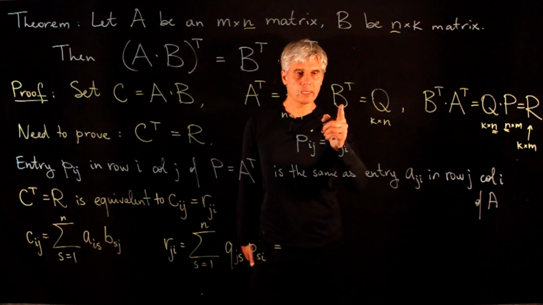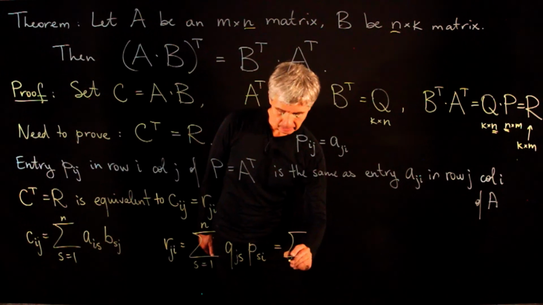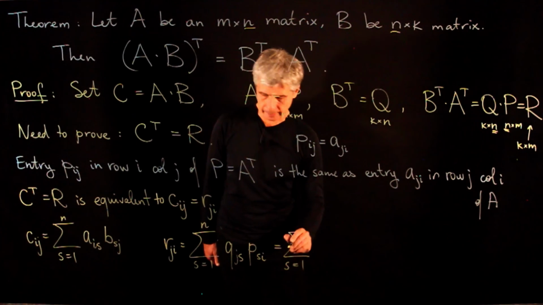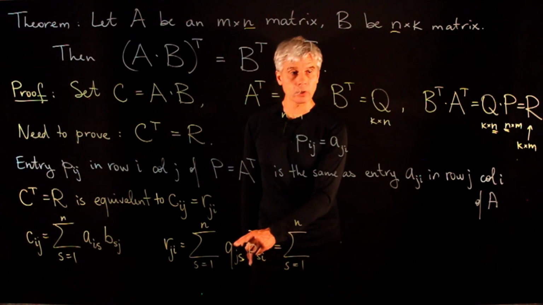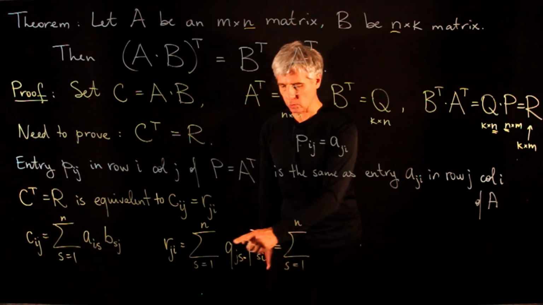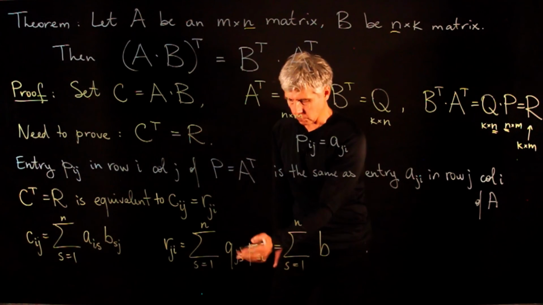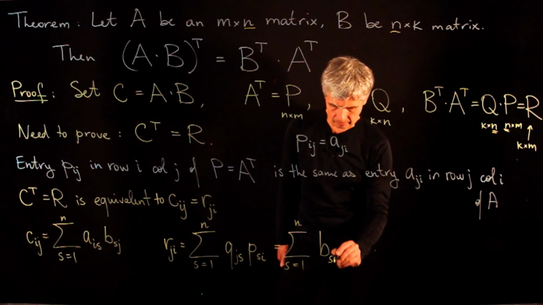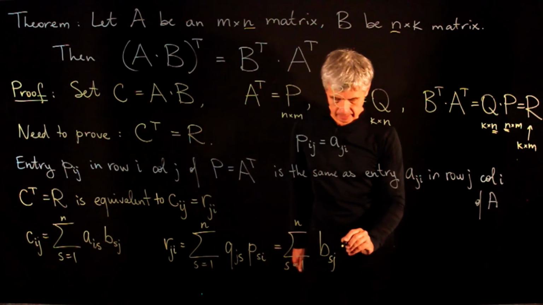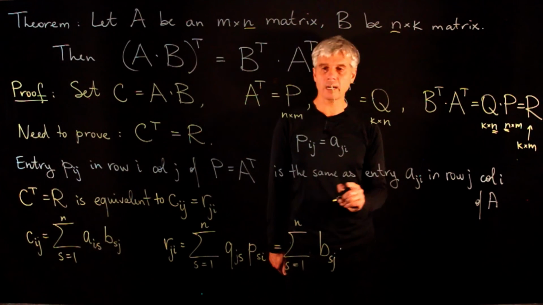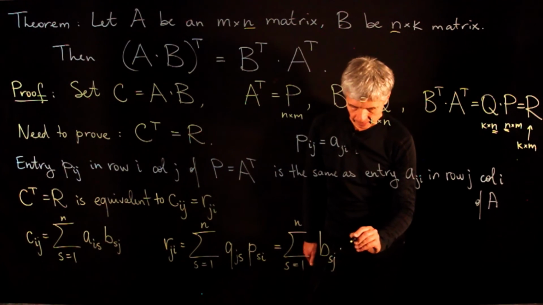So Q is the transpose of B. So we get the sum, s goes from 1 to n, of, so Q being the transpose of B, Q_js can be written as B, and we swap these two indices, B_sj. This is because Q is the transpose of B, times P is the transpose of A. So P_si is the same as A_is.